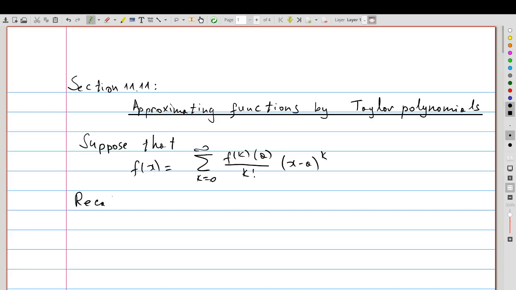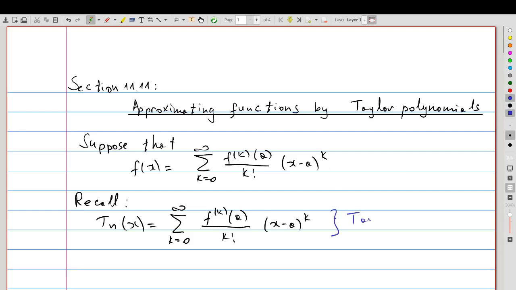Let us recall the notation for Taylor polynomials. The reason we want to talk about polynomials and not infinite series, of course, is that we cannot effectively sum up an infinite number of terms. What we can do, though, is approximate an infinite sum with a sum that contains finitely many terms. So to us, a Taylor polynomial is the nth partial sum of this Taylor series. And so this is what we call the Taylor polynomial, the Taylor polynomial of degree n.